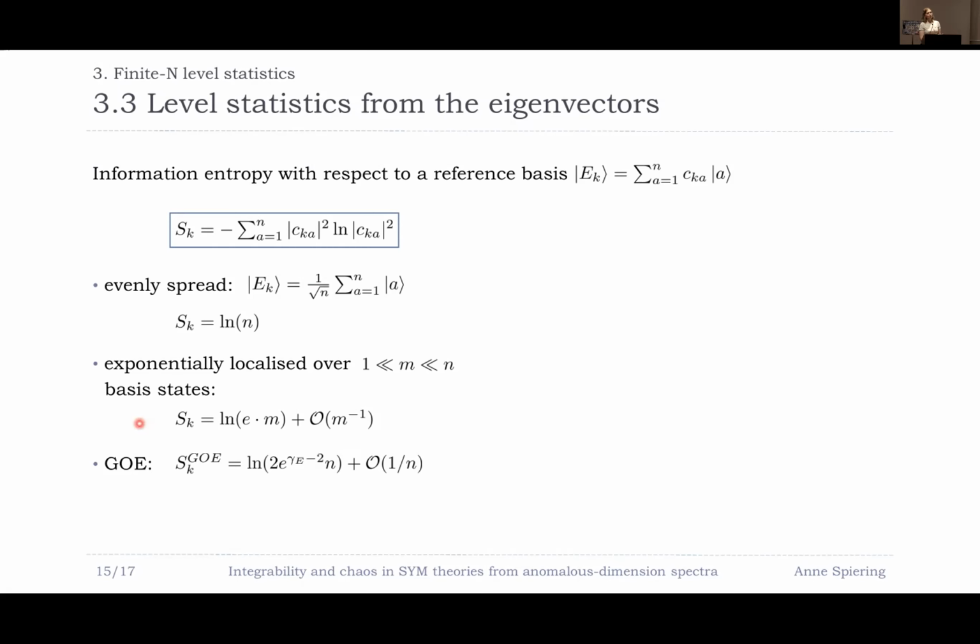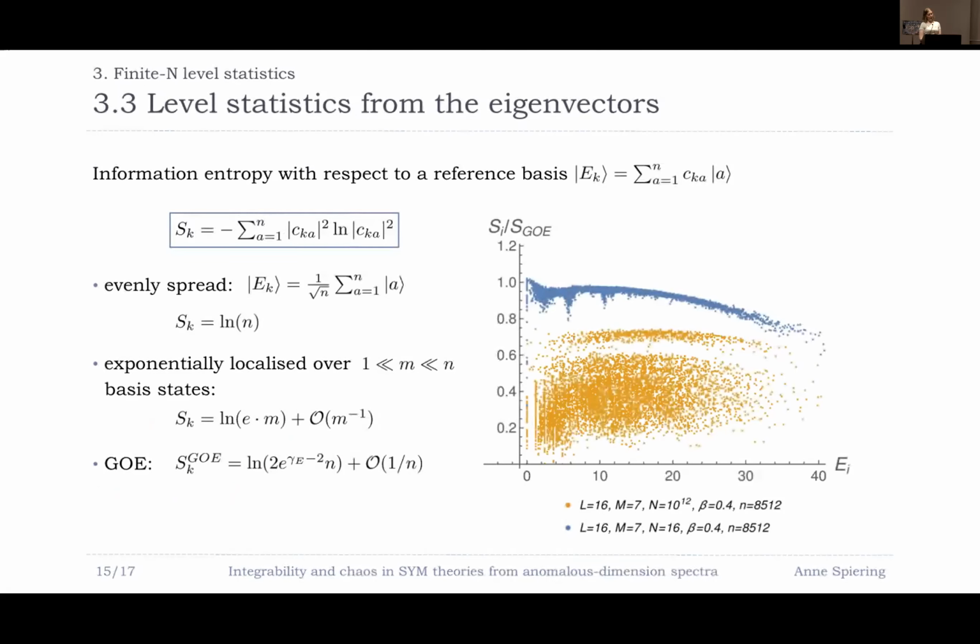And random matrix theory also makes predictions for this information entropy. For the Gaussian orthogonal ensemble, what you find is this quantity here, and this term here is roughly 0.48. And so we can take our eigenstates from the mixing problem and compute the information entropy for each of those eigenstates. And what we find is this plot. So here is the information entropy normalized to the GOE prediction, and we compute it for each of the eigenvalues.